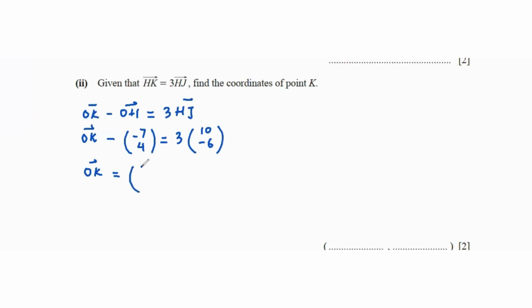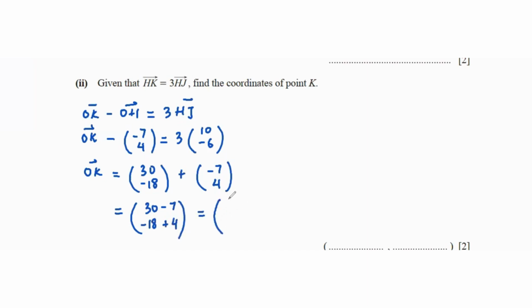So let's bring OH on the other side and make OK the subject. That's going to be over here 30 and negative 18 plus negative 7 and 4, which is going to be now 30 minus 7 and negative 18 plus 4, which is going to give us 30 minus 7 is 23 and negative 18 plus 4 is negative 14. So coordinates of K are 23 and negative 14.